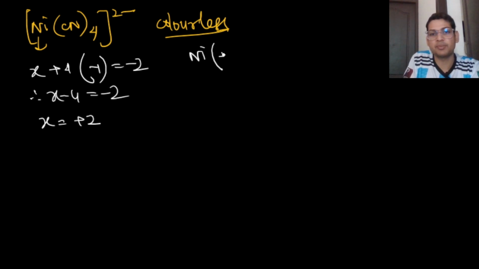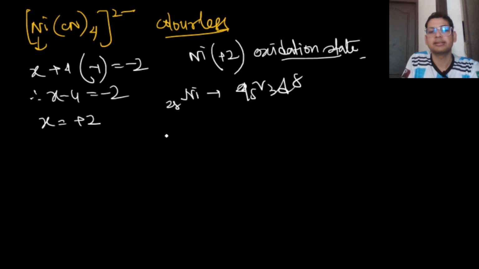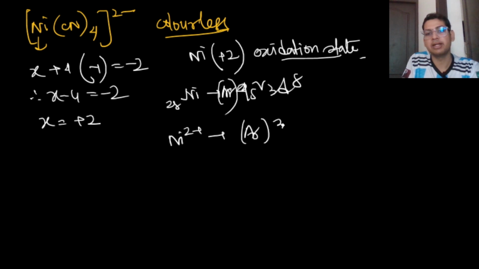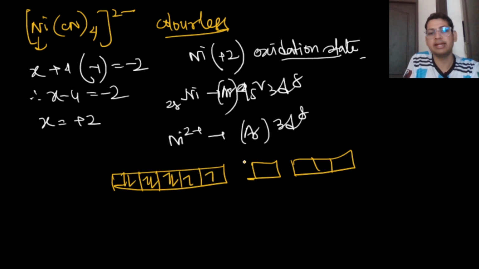equal to -2, x minus 4 equal to -2, x equal to +2. Nickel is in +2 oxidation state. Okay sir, what is normal nickel? Nickel is 28, 4s2 3d8. Then Ni2+ has argon 3d8. That means I can write it this way: 1 2 3 4, and 4s also here, 4p also here, so 8 electrons.